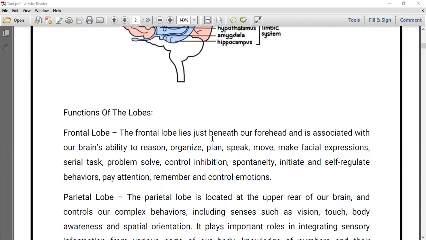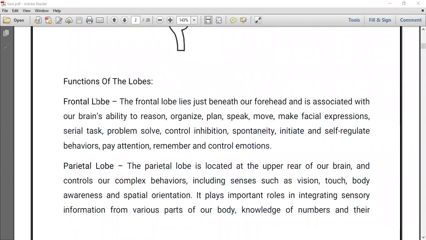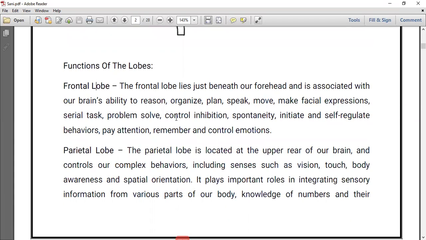What are the functions of these lobes? The number one is the frontal lobes. Frontal lobes lie just beneath our forehead and are associated with our brain's ability to reason, organize, plan, speak, move, make facial expressions, perform serial tasks, problem solve, control inhibitions, spontaneity, initiate, and self-regulate behaviors. Pay attention, remember, and control emotions.